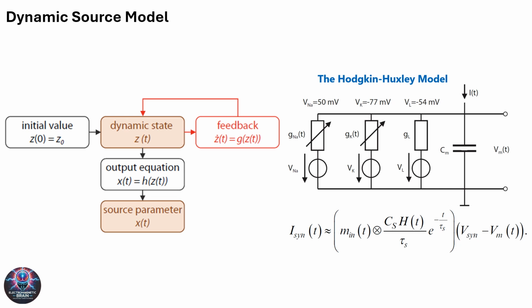Dynamic source modeling is a behavior modeling approach for neurons based on feedback principles. In this model, shown in the left figure, the state variable evolves according to a differential equation and an initial condition. An output equation converts the internal state, such as the mean membrane potential, into a source model parameter like dipole strength. The Hodgkin-Huxley model, one of the most popular dynamic source models, is depicted on the right. It includes voltage-gated channels for potassium and sodium, described by nonlinear differential equations, with other currents summarized by the constant leakage conductance GL. This concludes our introduction to source modeling, with more details to follow in future videos.